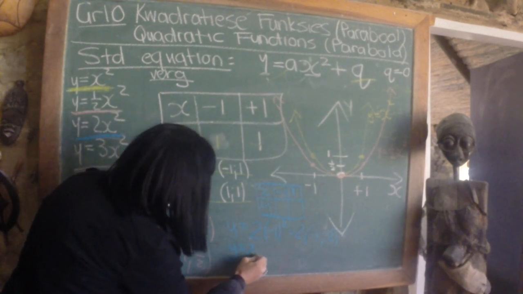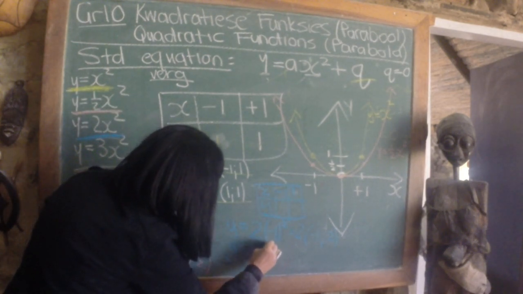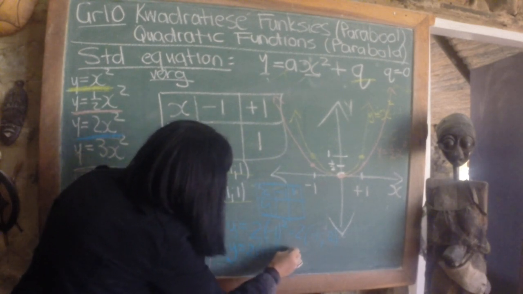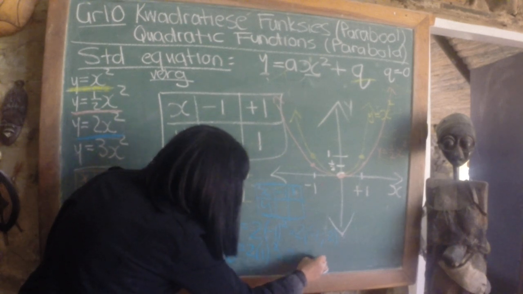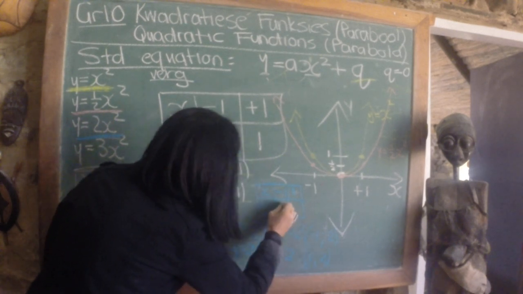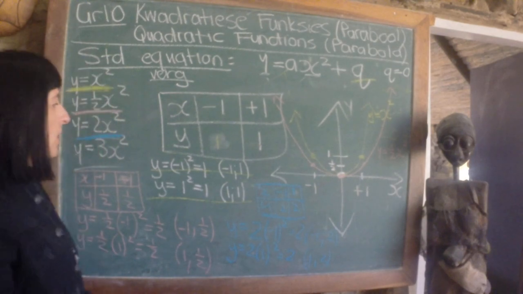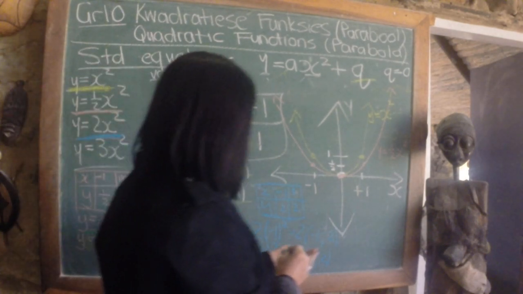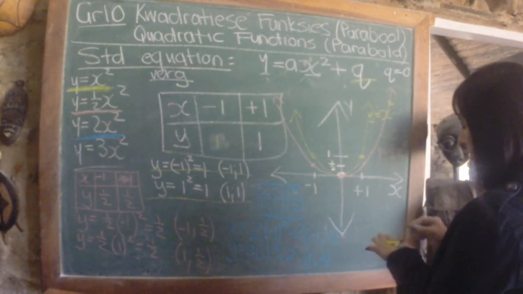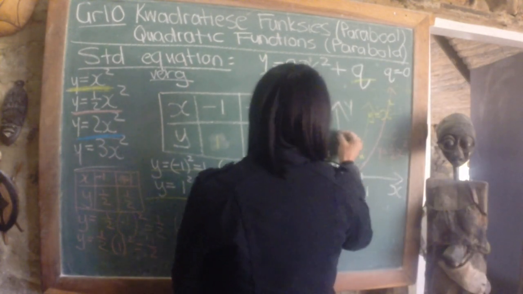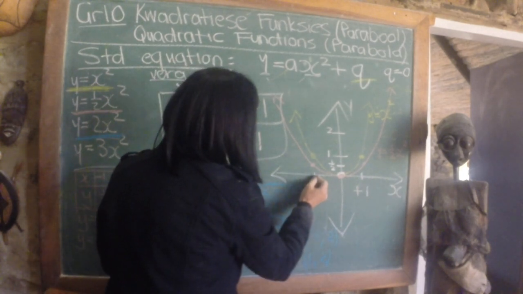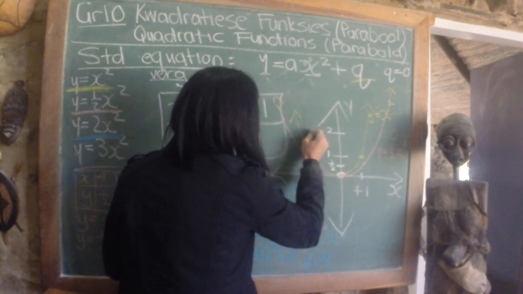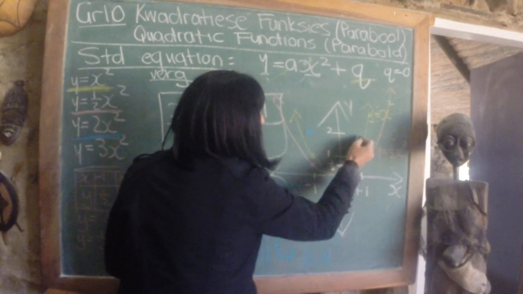Kom ons doen die volgende enetjie. Y is gelyk aan 2 maal 1 kwadraat. So it's 2 times 1 gives me 2. So the ordered pair is going to be 1 and 2. So both is 2 over there. Kom ons gaan teken 1 en 2. Ons soek nou 'n 2 hierso op die y-as. Daarsoos 2. So ek het nou 'n minus 1 en 'n 2. En ek het 'n plus 1 en 'n 2.